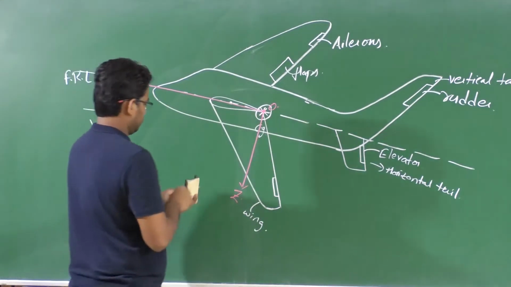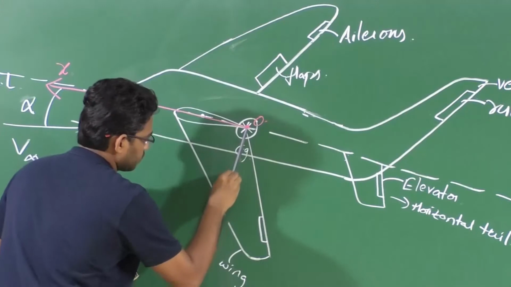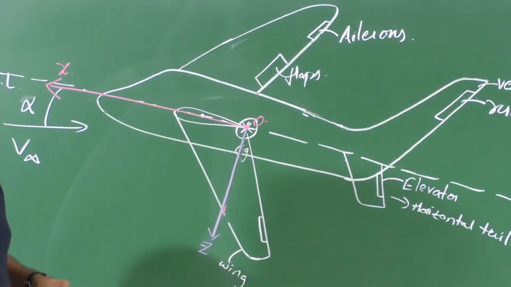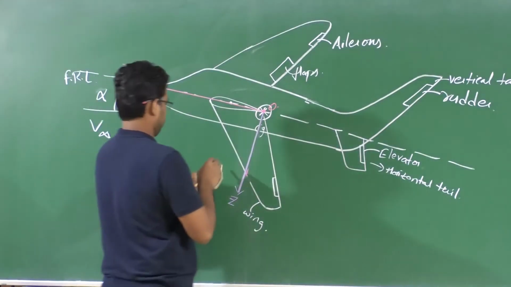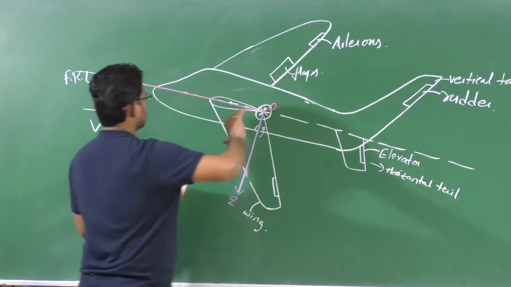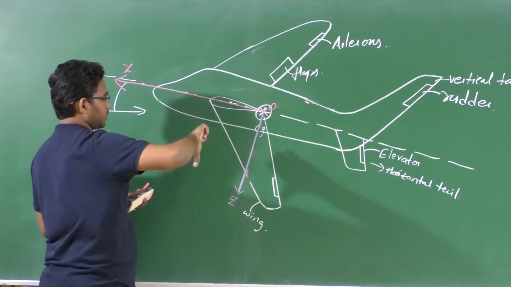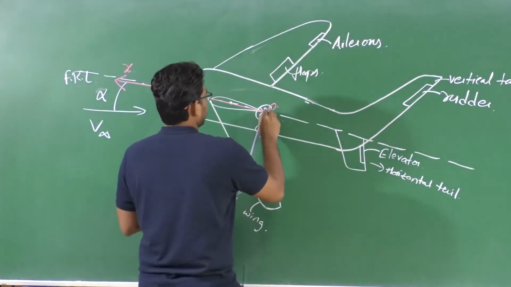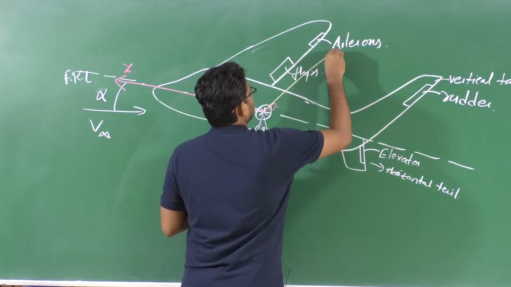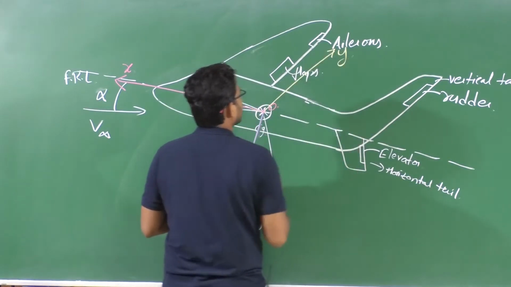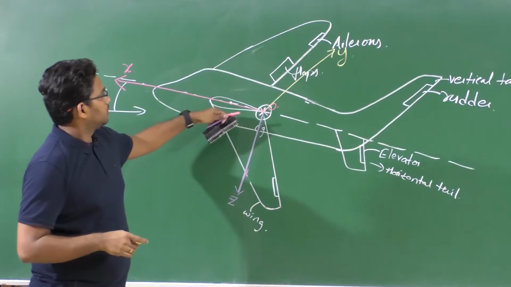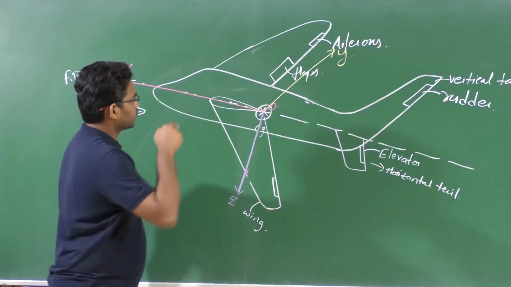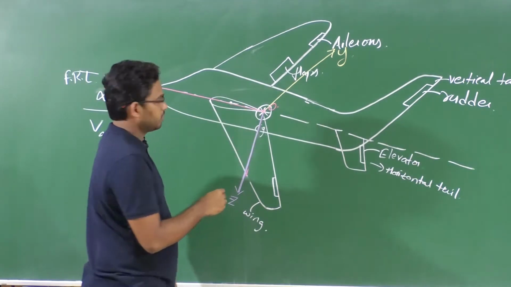So let Z be towards the undercarriage, and we are considering a right-handed coordinate system. So Z is downward. So X cross Y is Z. So what we have is the second axis, which is Y axis here, right? Which is into this board here, right?